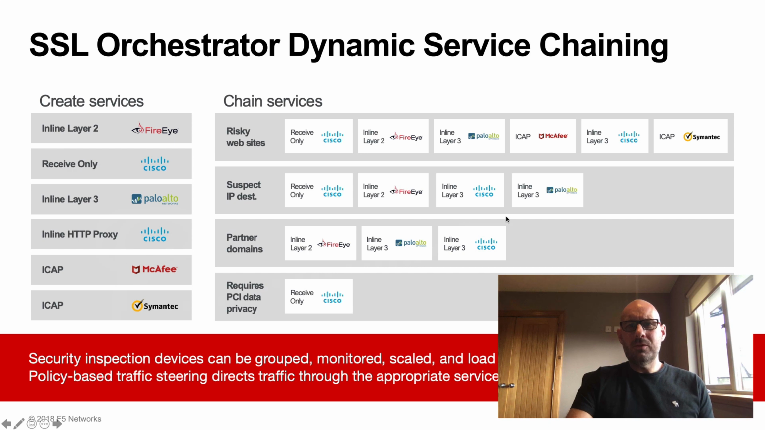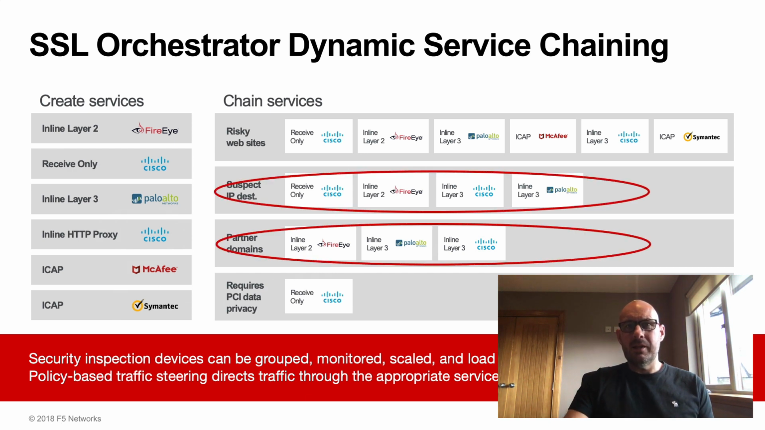What I wanted to draw your attention to here on the right-hand side was the 2 different service chains, which actually have the same services in them. The FireEye, the Palo Alto, and the Cisco service are the same services, but they're used in different orders. That is a very simple process that any administrator can set up in SSL Orchestrator, and I'll pull that out as I go through the demo as well.